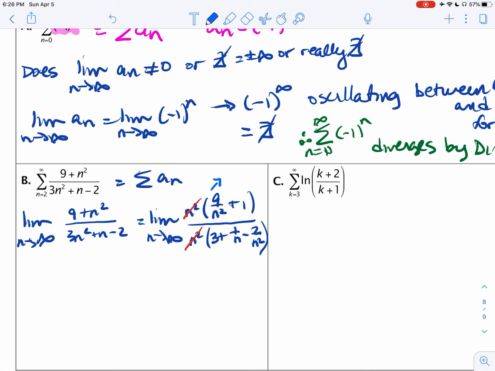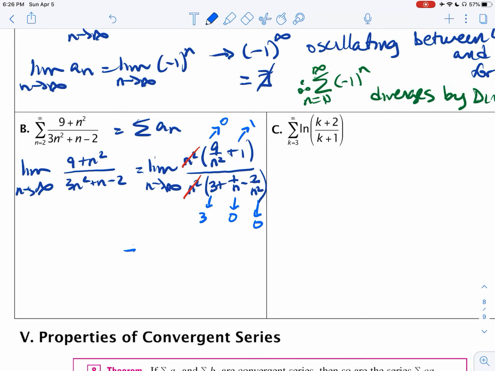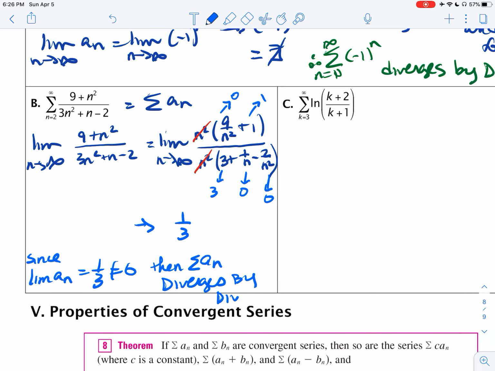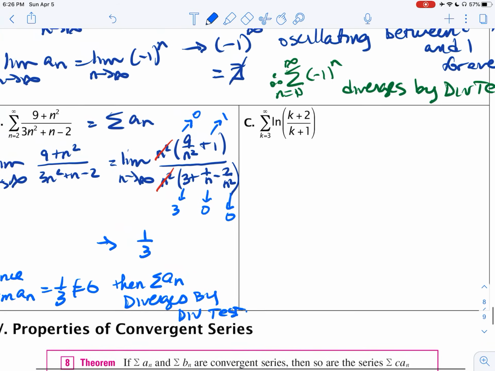And if I factor out equal magnitudes of infinity and then use my limit laws, 9 over n squared is going to go to 9 over infinity, which is 0. 1 is going to go to 1. 3 is going to go to 3. 1 over n is going to go to 0. And 2 over n squared is going to go to 0. So this limit is going to go to 1 over 3, right? So we have, since the limit of the a sub n is equal to 1 over 3, which is not equal to 0, then our series diverges by the divergence test. Good. Okay.